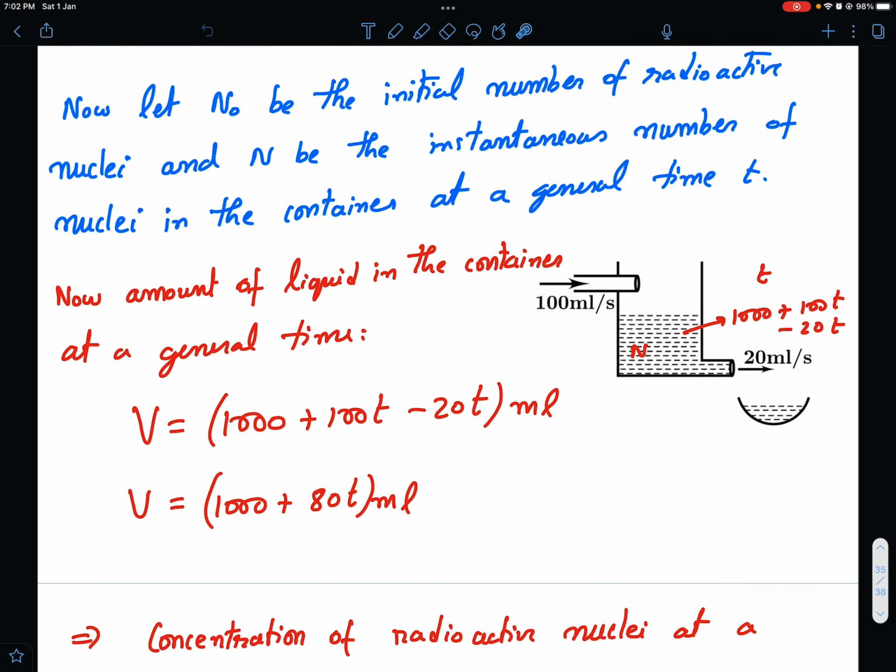Now let N naught be the initial number of radioactive nuclei, and let capital N be the instantaneous number of nuclei in the container at general time t. How have I defined it? N naught is the initial number of radioactive nuclei in the container.